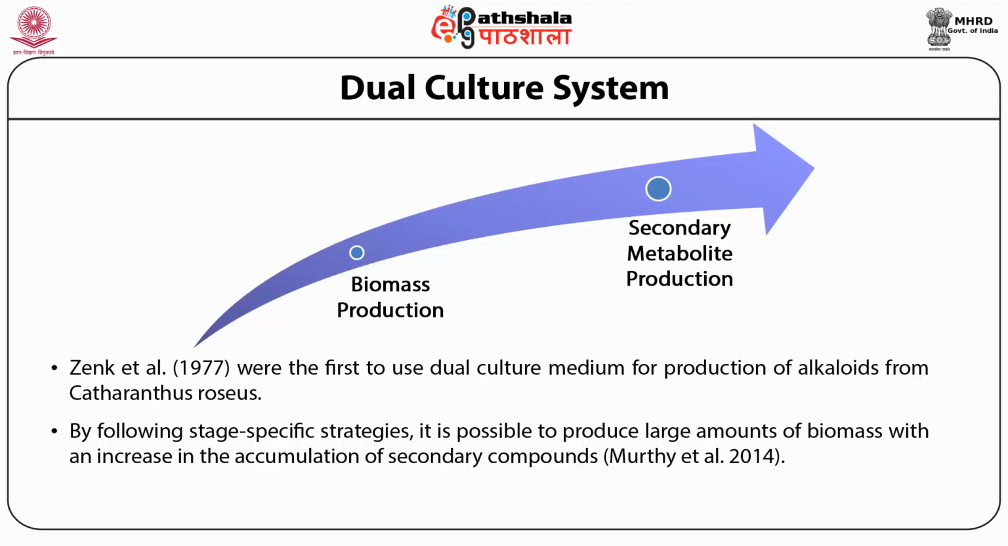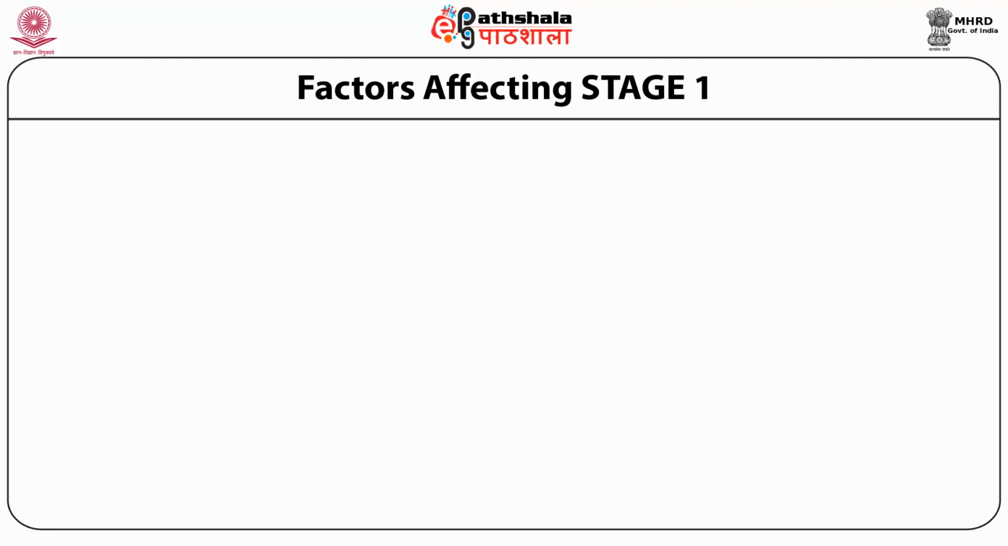In these two phases, the culture medium and culture conditions like pH, temperature, light, etc. in phase 1 would be very different from the culture conditions required in phase 2, which is secondary metabolite production. Now we would be discussing the various factors which are affecting stage 1, which is biomass production.